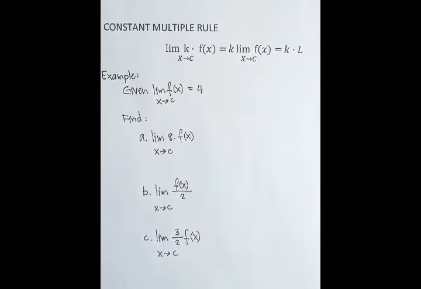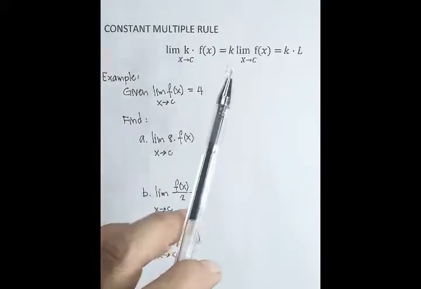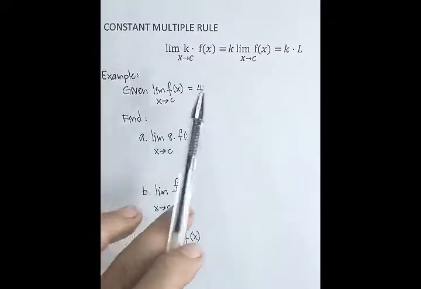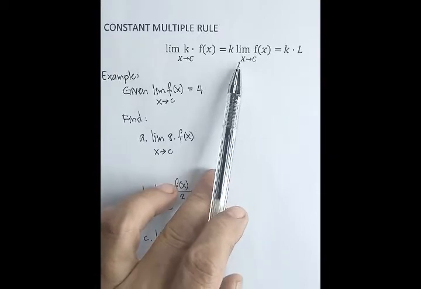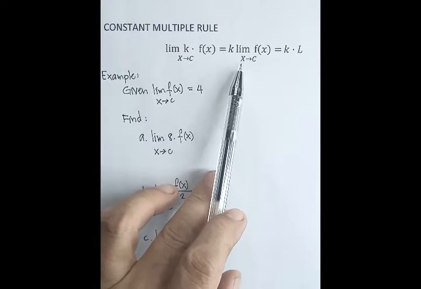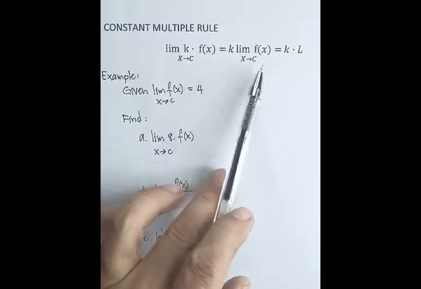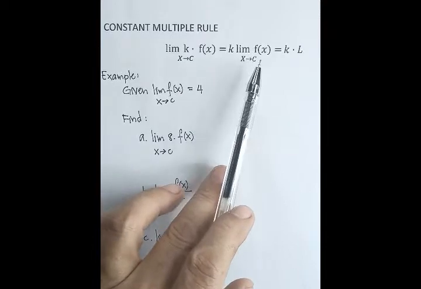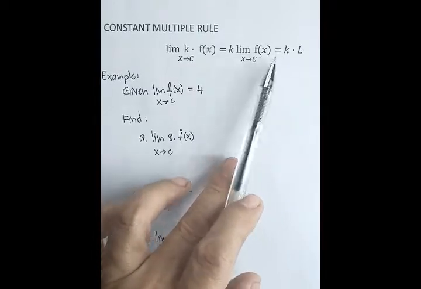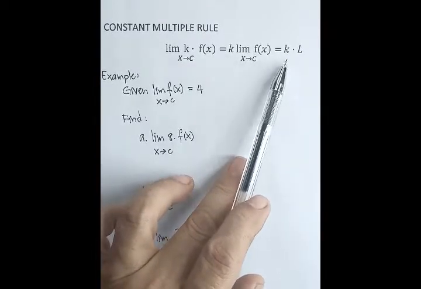For our next rule, we have the constant multiple rule. Okay, so we have this limit and then it is multiplied by a constant k. That constant k we can write outside of the limit and then evaluate the limit, then whatever this limit L is, we multiply it by k.